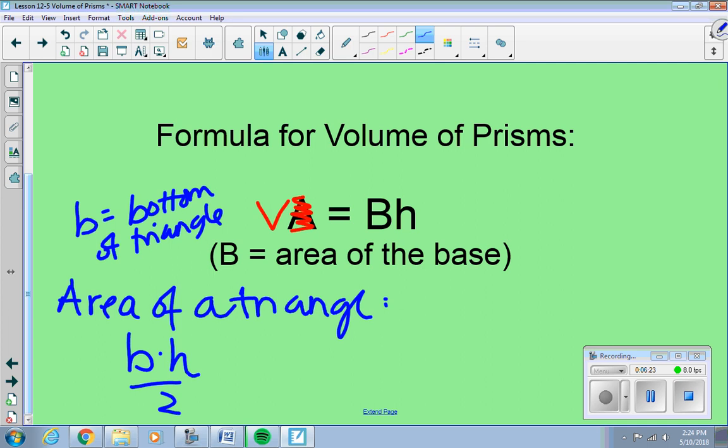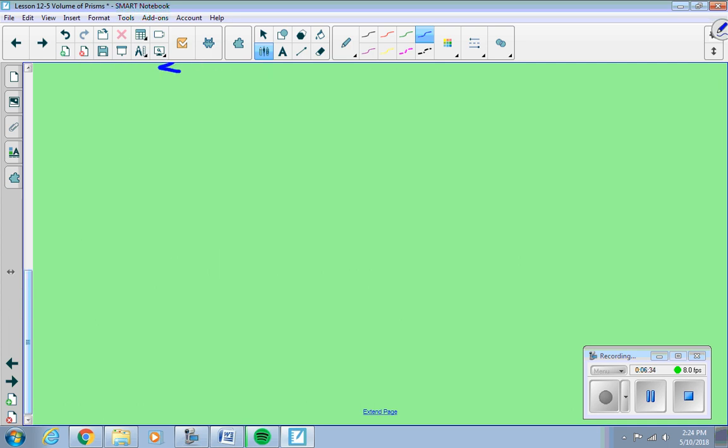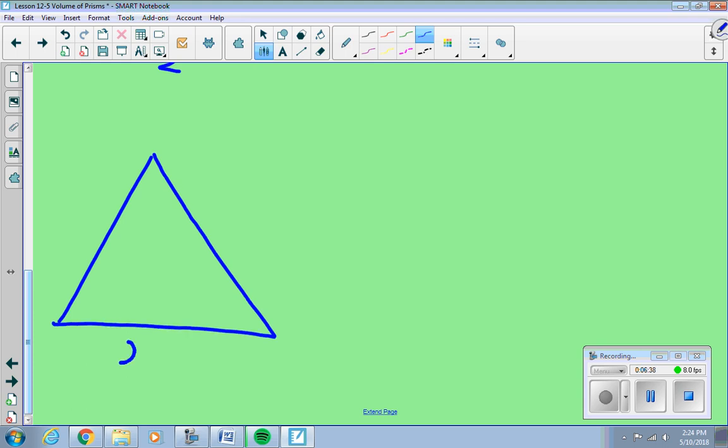Now, before we do anything, we're going to practice finding the area of a triangle quick, just to make sure we're all on the same page with that. Does anybody still need this part yet? Pretty good? Okay, so here's a triangle. My base is 20 inches. My height is 10 inches. How would you find the area of this triangle?